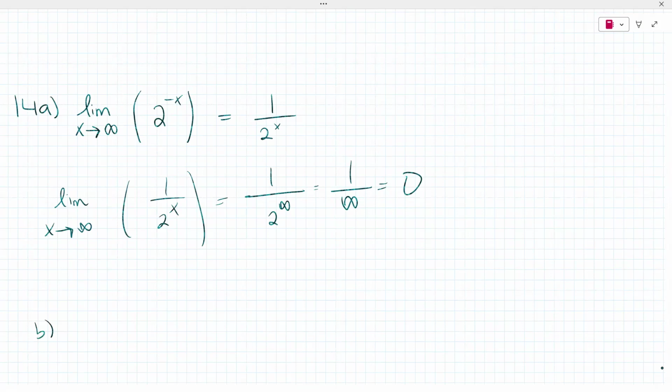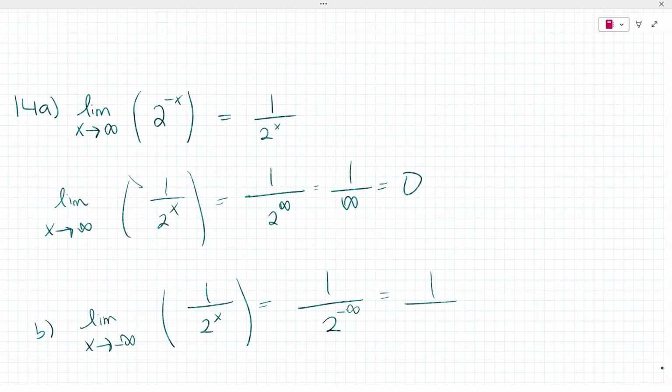Okay. What about b? What is the limit as x approaches negative infinity? So we can still use this equation, 1 over 2 to the x. So that's 1 over 2, and then replace x with negative infinity. 2 raised to the negative infinity is negative infinity. And what's 1 over negative infinity? It's still 0.